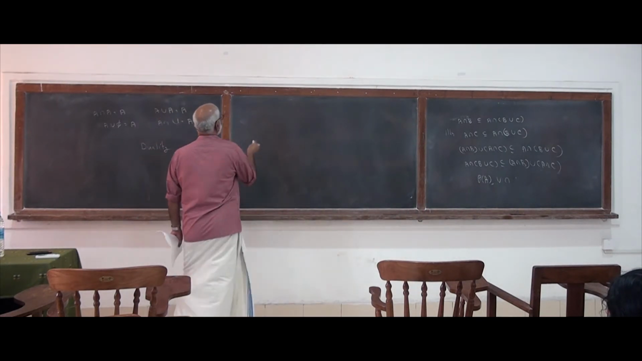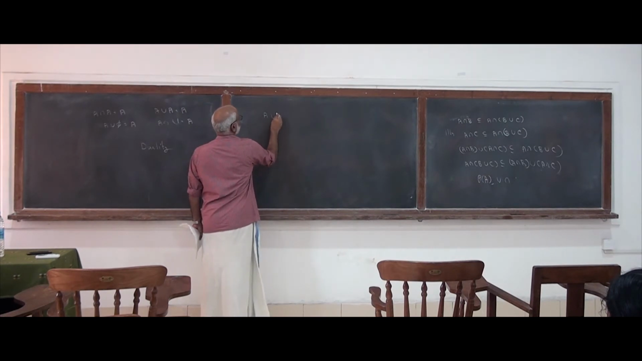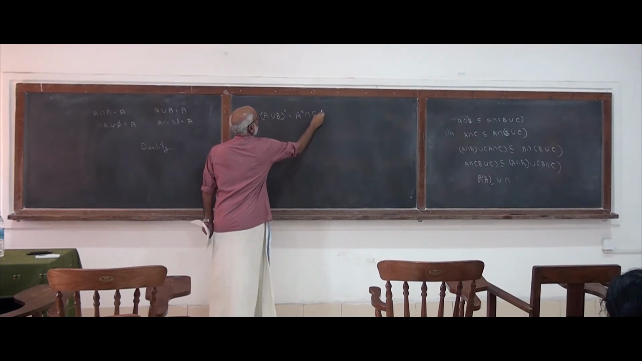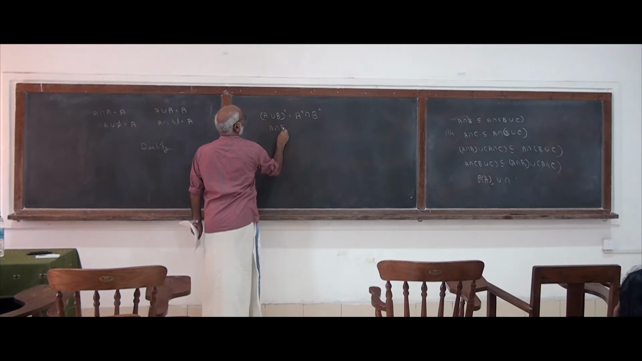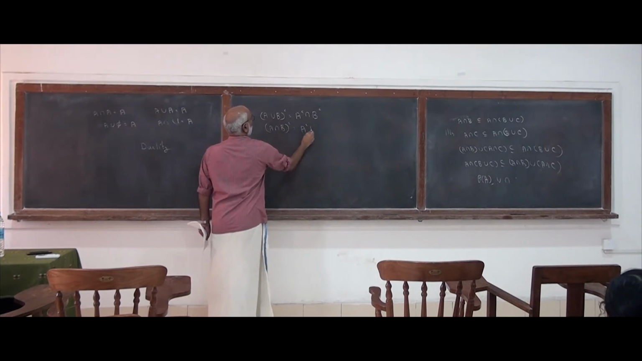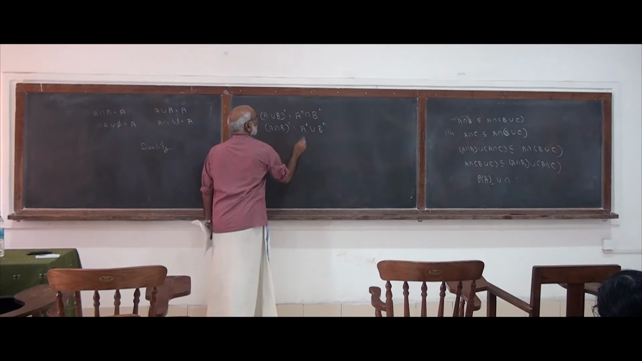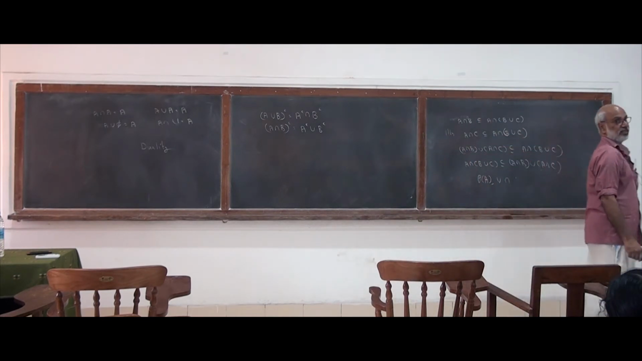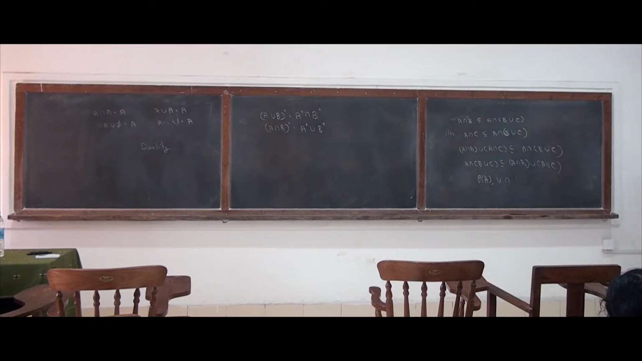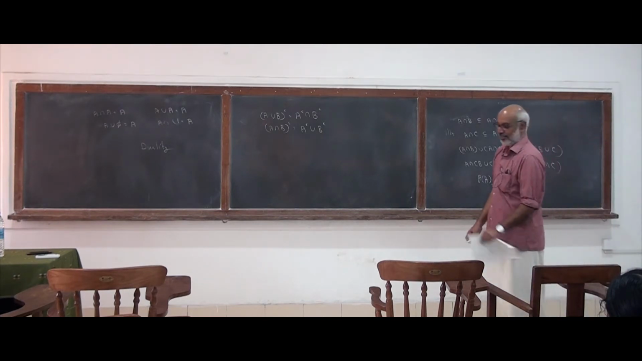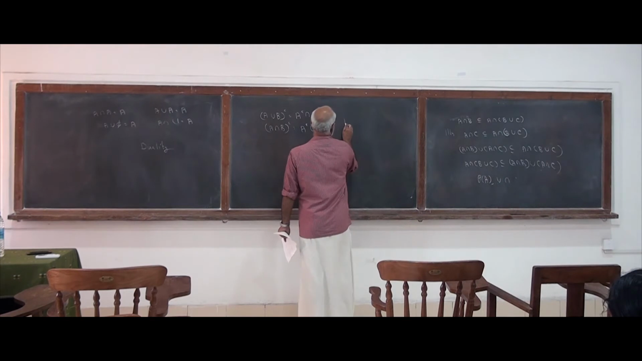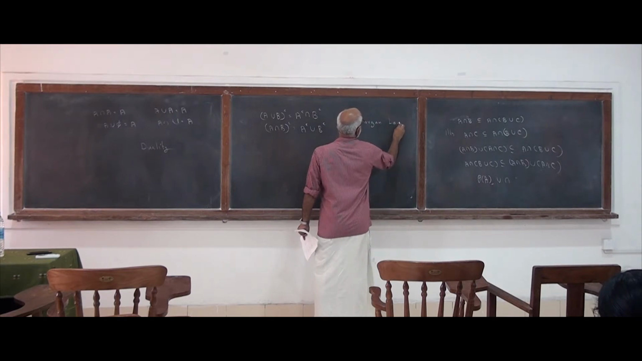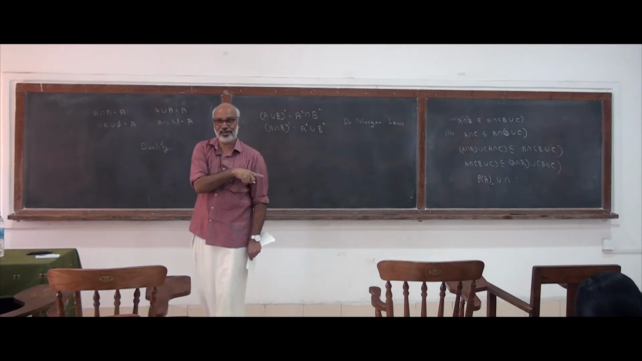Another interesting relation is this. The complement of A union B is equal to A complement intersection B complement, and the complement of A intersection B is equal to A complement union B complement. That is, the complement of a union is the intersection of the complements, and the complement of an intersection is the union of the complements. These two are called De Morgan laws. Note that they also occur in pairs.